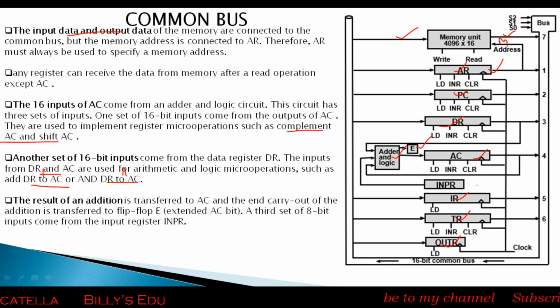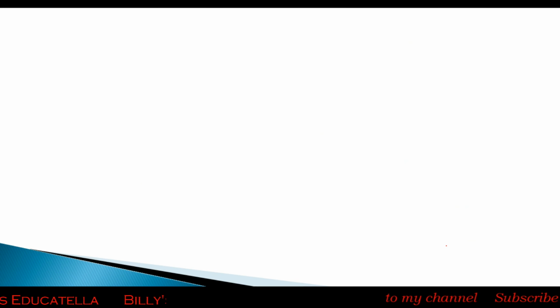A third set of 8-bit inputs comes from the input register INPR. So another input to the adder and logic comes from the input register, to get the input operation that has to be performed. That input operation will be fetched inside the memory and executed, and the data is sent to the accumulator, and the output is transferred to the output register and then to the user. I think you understood the whole process which is going on inside the common bus.